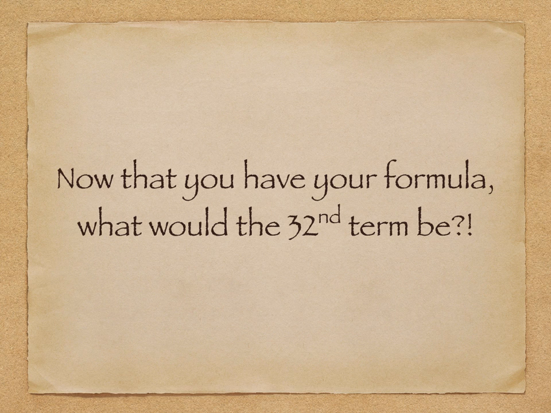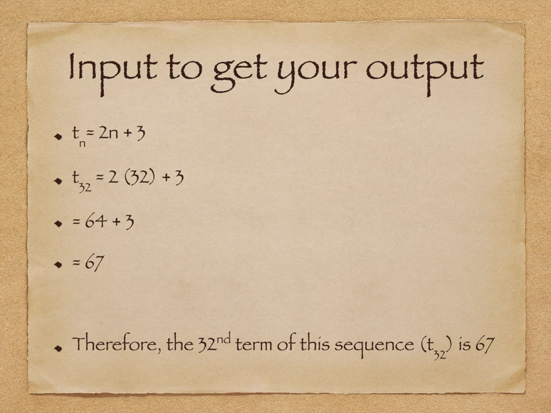So now that you have the formula, what would your 32nd term be? So you input to get your output. So Tn equals 2n plus 3. We're looking for our 32nd term, so n is 32. So term 32 is equal to 2 times 32 plus 3. 64 plus 3 equals 67. So therefore, the 32nd term of this sequence is 67.